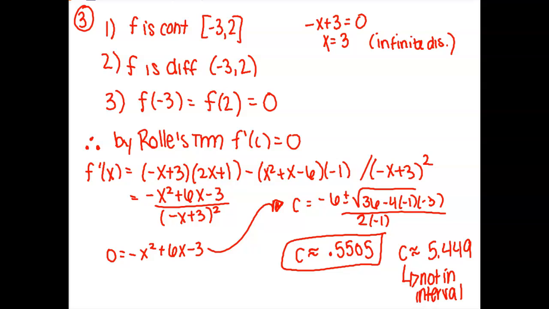So f prime of x is equal to -x² plus 6x minus 3 all over (-x plus 3) quantity squared. And then we set that equal to 0 and solve, and we get that c is approximately 0.5505. From the quadratic formula, we also get 5.449, but that's not in our given interval, therefore it does not count.